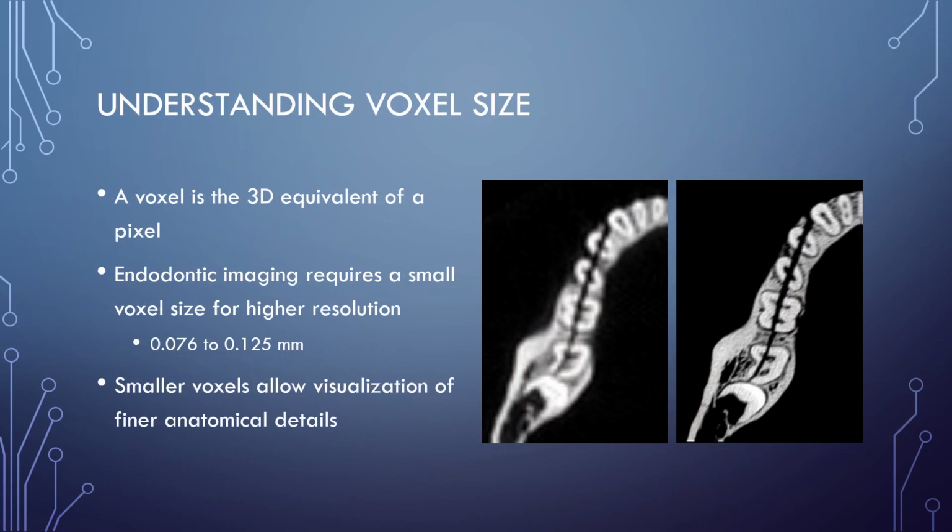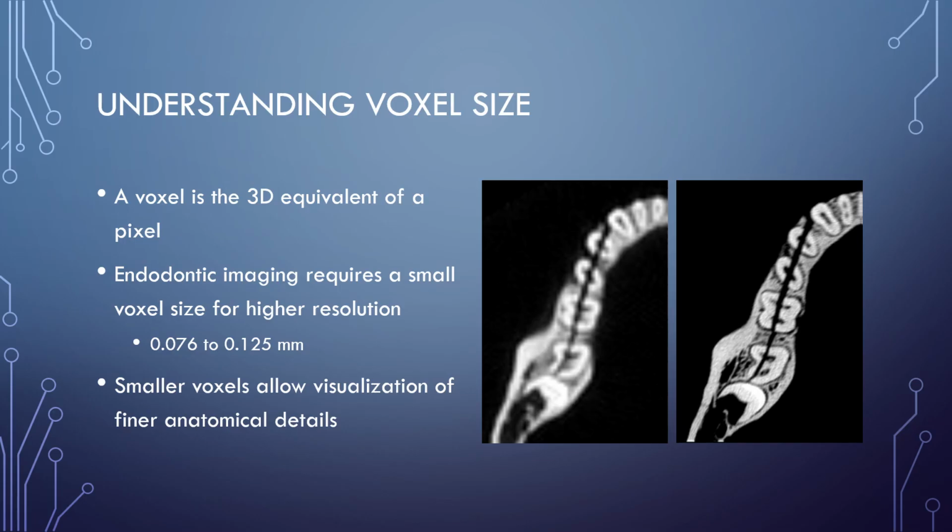In addition to selecting a limited field of view, capturing high-quality endodontic imaging relies heavily on understanding and choosing the correct voxel size. A voxel represents a value on a regular grid in three-dimensional space, essentially acting as the 3D equivalent of a 2D pixel.